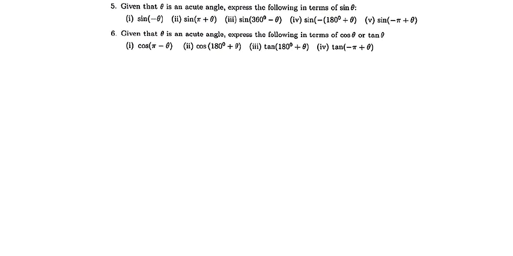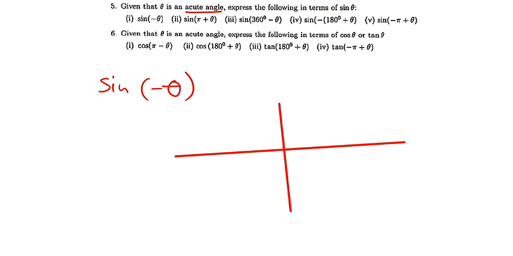Now question 5, I'm not going to answer question 5 just now. I'm just going to give you a hint on how to go about question 5 and 6. Given that theta is an acute angle, express it in terms of sine. So we're basically just doing whatever we've done so far. Okay? So when you see sine negative pi, one of the key statements that you're given here is that the angle should be acute. The theta in the brackets is acute, meaning that it's less than 90.